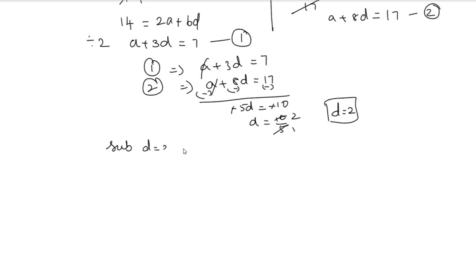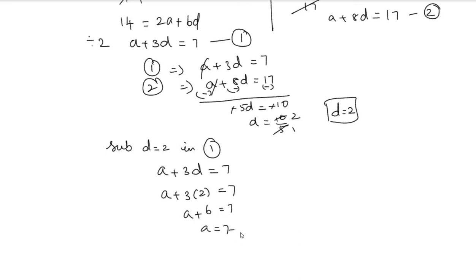So I'm going to substitute d is equal to 2 in equation 1. When I substitute, a plus 3d is equal to 7. So a plus 3 into 2 is equal to 7, a plus 6 is equal to 7, a is equal to 7 minus 6. That is, a is equal to 1.